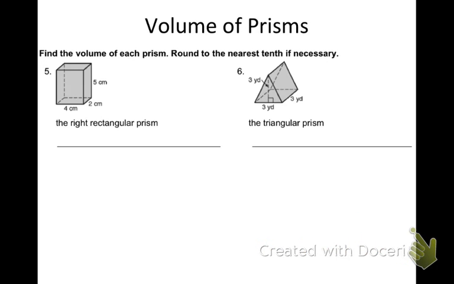Okay, so these are prisms again. Take a couple seconds, try these two on your own. Try these prisms. All right, so number 5 here. It says find the volume of the prism here. Volume of the prism, again, is the area of the base times the height.